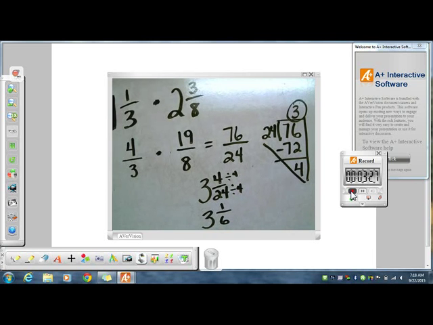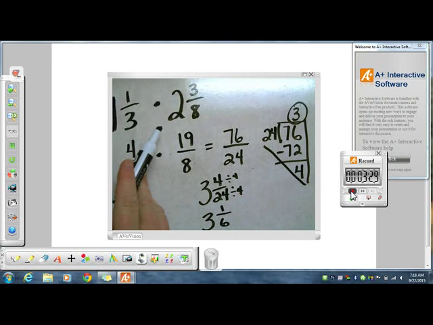So when we recap, 1 1/3 times 2 3/8, we changed them to the form of a over b, changed it back after we multiplied to a mixed number, and then we simplified. So our answer is 3 1/6.